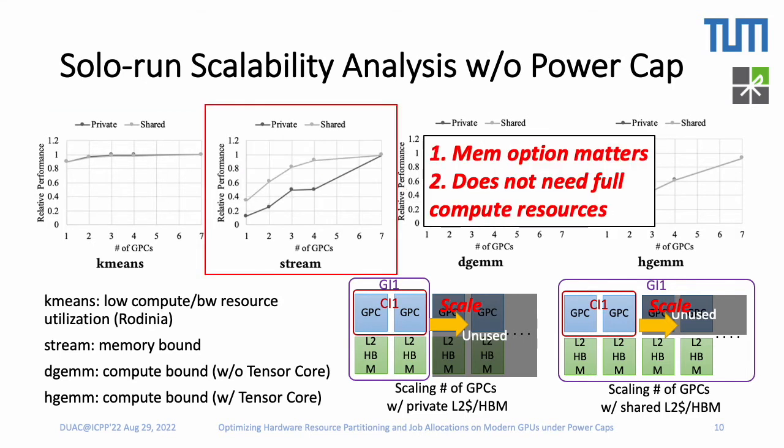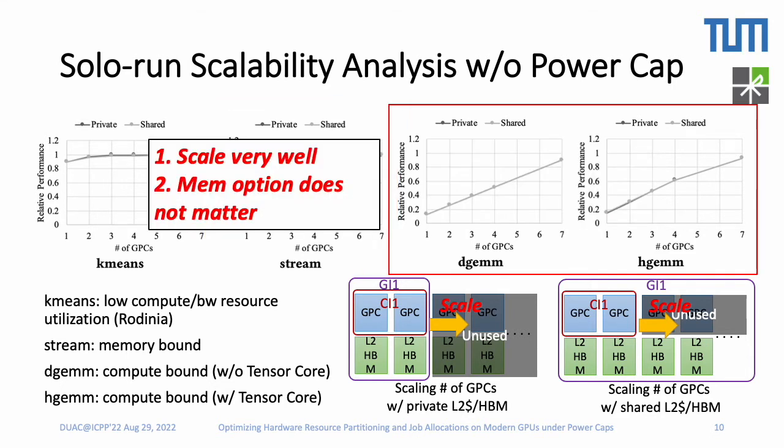In this case, this is a streaming application. For that, memory option matters because it is memory limited. Also, it doesn't fully utilize compute resources. So in the shared memory setup, it saturates early, such as at 3 GPCs or 4 GPCs. The compute-intensive application scales very well, and memory option does not matter.